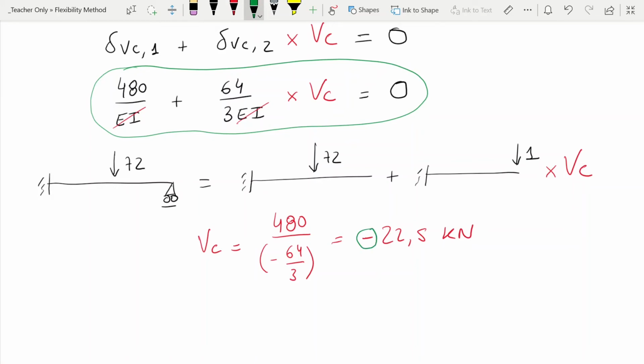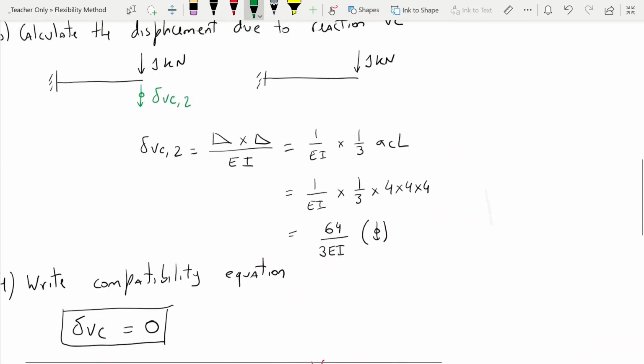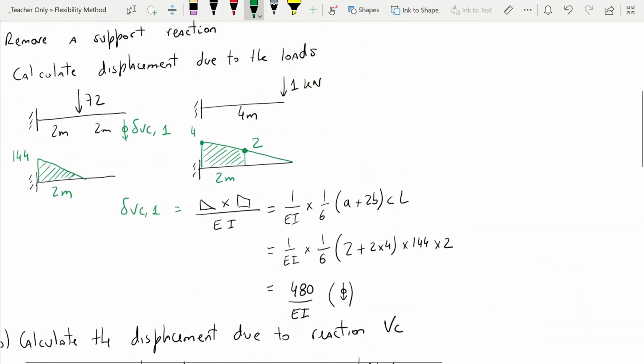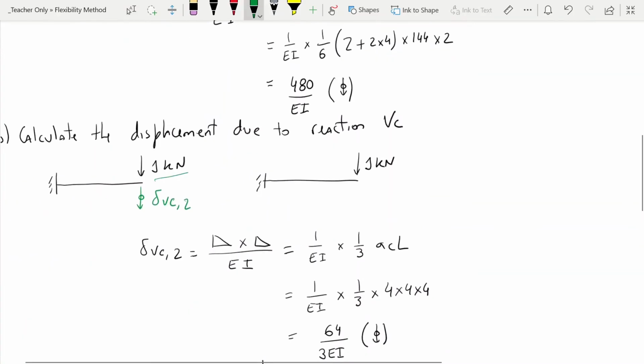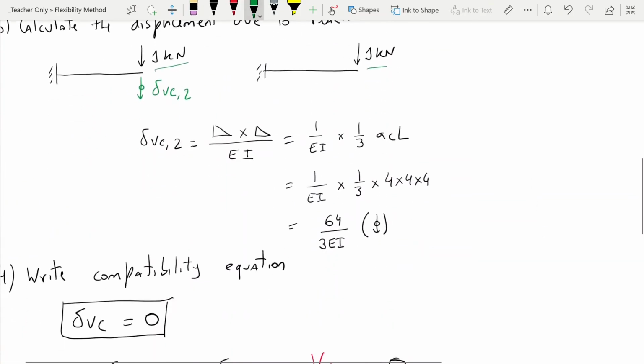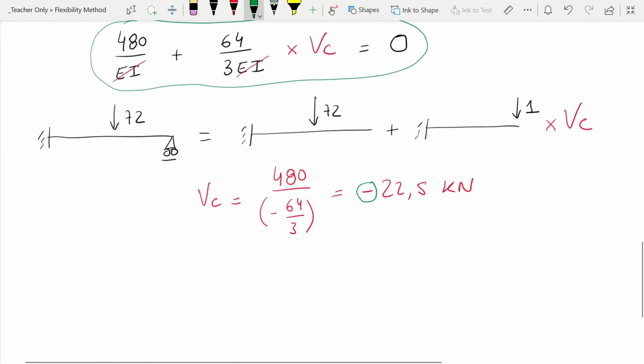What is the meaning of this minus? This minus just means that wherever we apply the load of 1, if you guys notice, we are applying the load of 1 always downwards, here, here, and here. We just figured out that this minus sign tells me that my reaction is upwards. It's the opposite of what I'm assuming since the beginning of the problem.